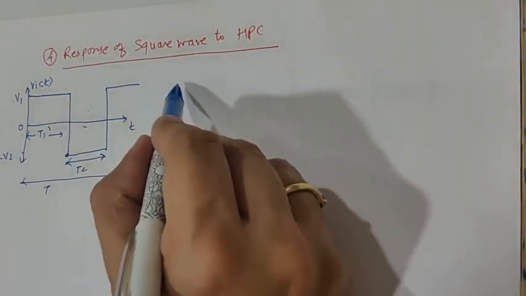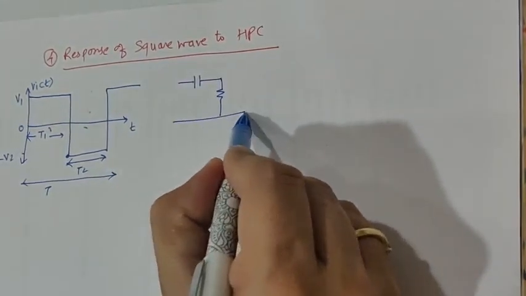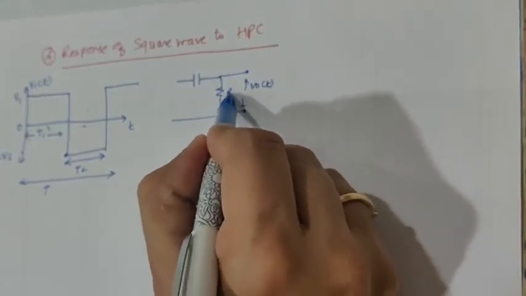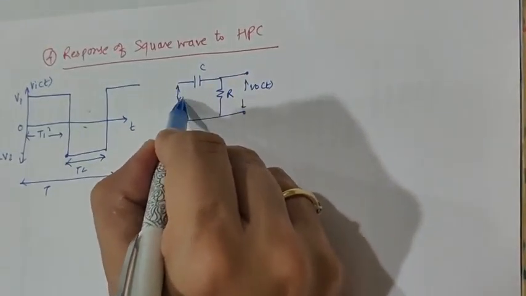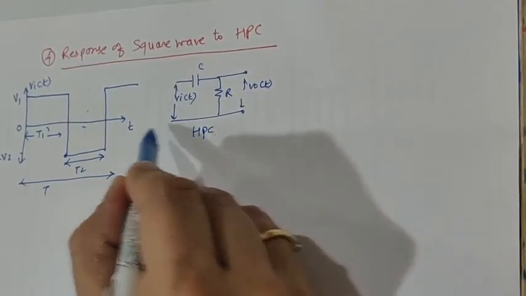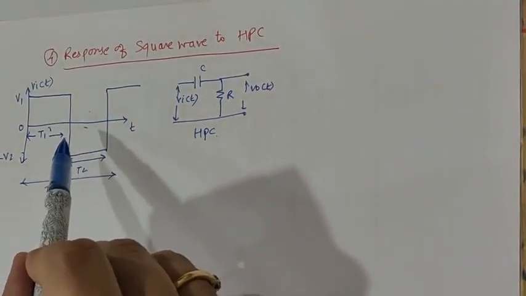And this is applied to our circuit called the high pass circuit. So the diagram you know already. So this is V0 of t, this is your resistance, this is capacitance, and this is Vi of t. So this is your high pass circuit, and to this high pass circuit the square wave is applied. So from this diagram it is clear, now what is a square wave?